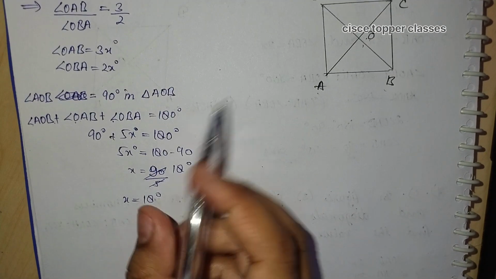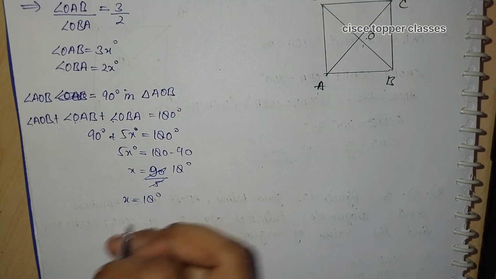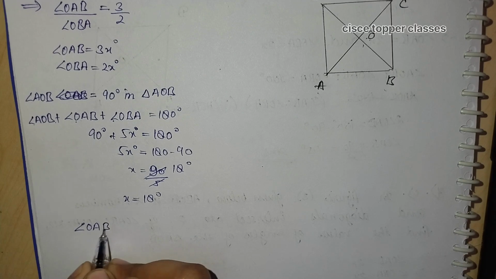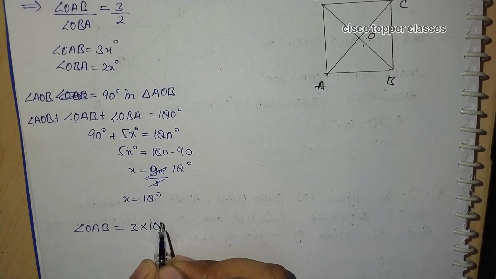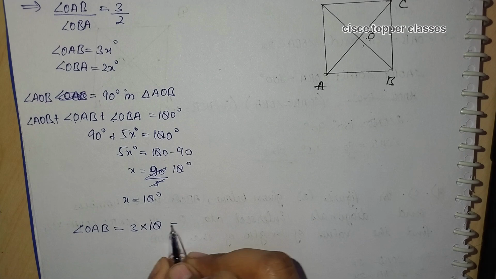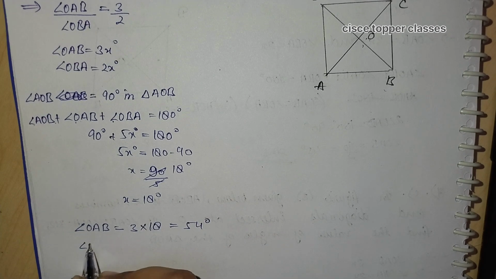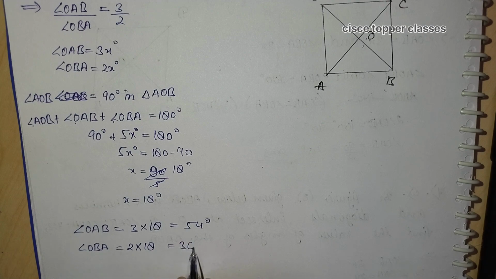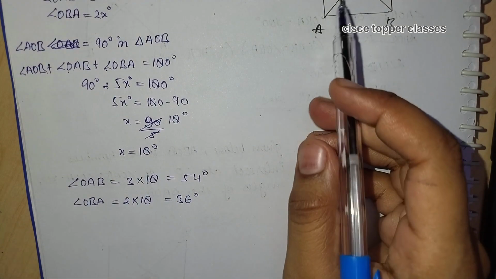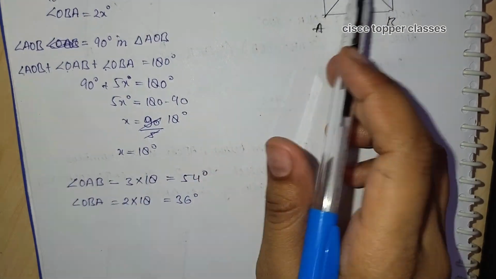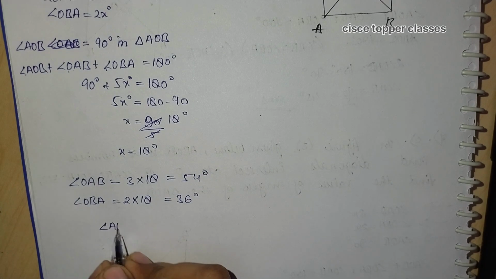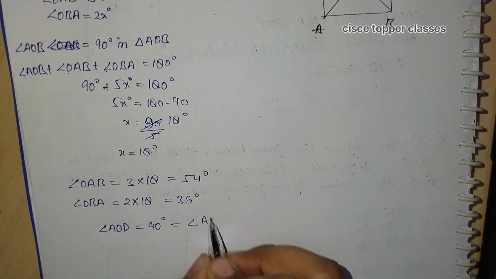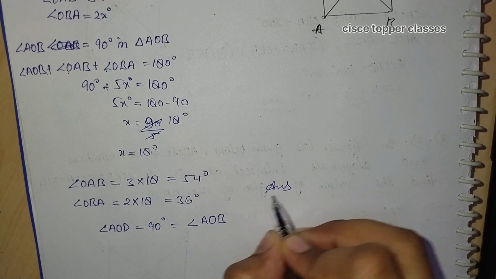Now we have to find the angle of triangle AOD. Firstly, we can find the value of angle OAB, which is 3 into 18, so this will be 54 degrees, and angle OBA is equal to 2 into 18, which will be 36 degrees. Here we have to find the value of angle AOD. From here we can find that AOD is equal to 90 degrees, and this is only equal to AOB. So this is the final answer in this question.